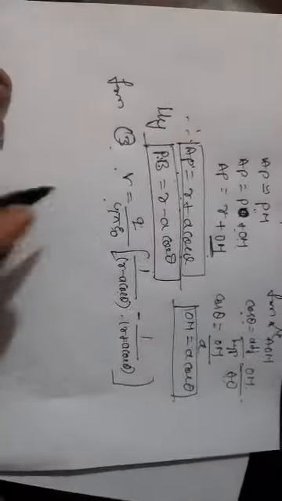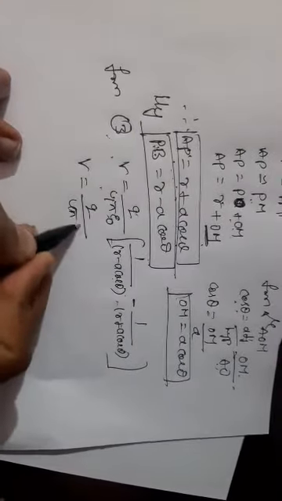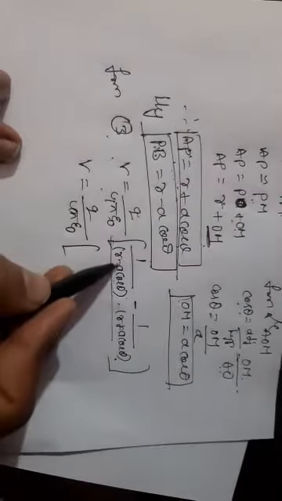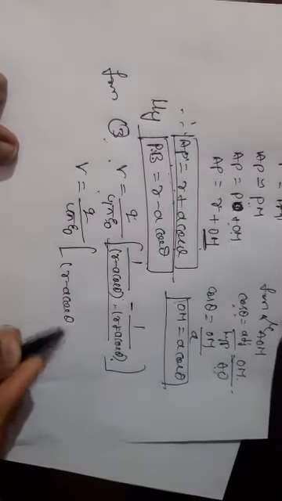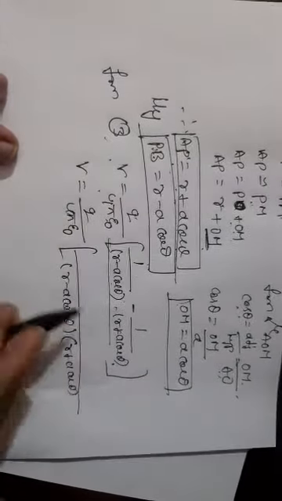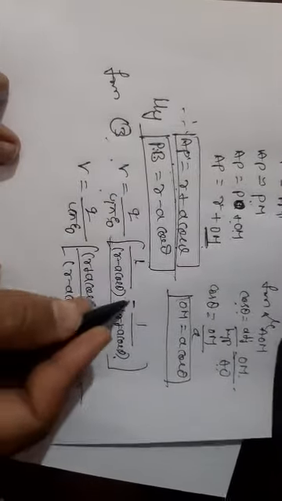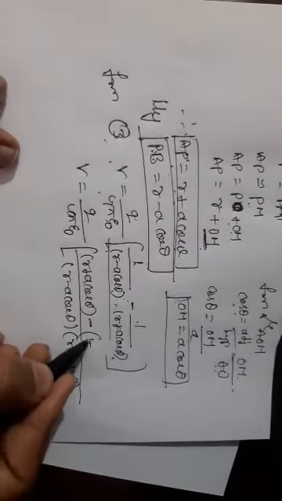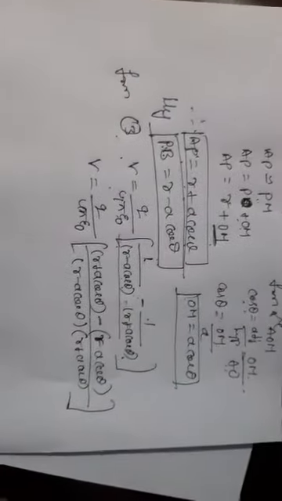Next step, the electric potential V is equal to Q by 4 pi epsilon naught. Simplify this equation. First take LCM and cross multiply. That is, (r minus a cos theta) into (r plus a cos theta), divided by 1 into (r plus a cos theta) is (r plus a cos theta), minus 1 into (r minus a cos theta) is (r minus a cos theta), bracket close.